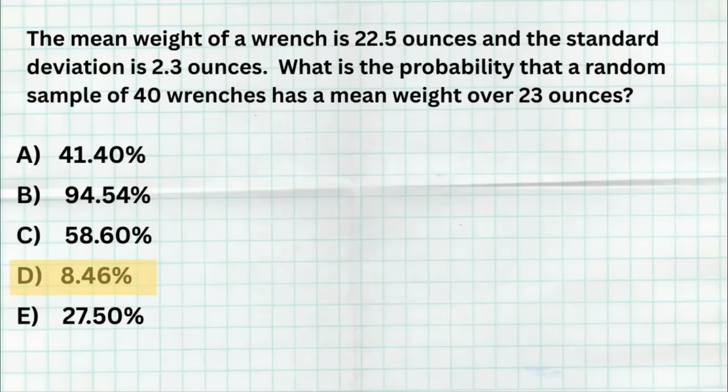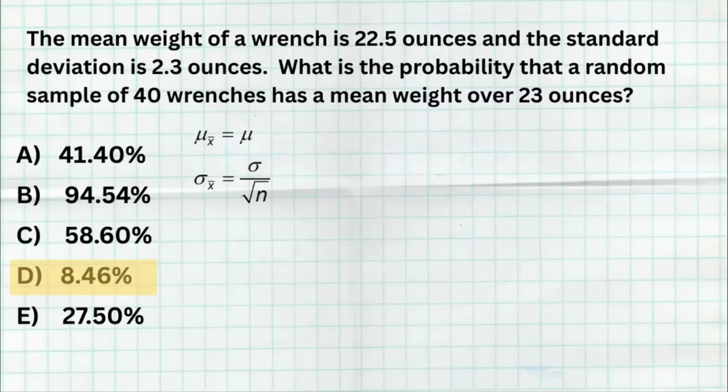And the correct answer here is D. Now, this question deals with the sampling distribution. How do I know that? Well, I'm given the mean of a population, I'm given the standard deviation of a population, and then I'm given a sample size of 40. So I'm not dealing with individuals, I'm dealing with the mean of a sample, which is exactly what sampling distributions for sample means represent. So the first thing I have to think about for me to address this question is, all right, what is the mean and standard deviation of that sampling distribution for samples of 40 wrenches?